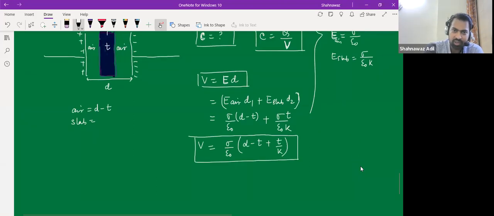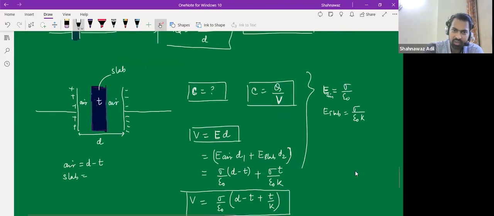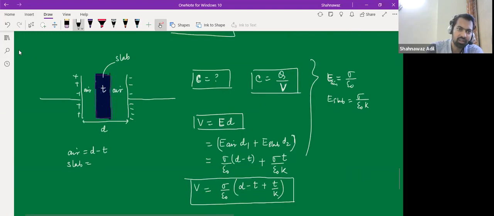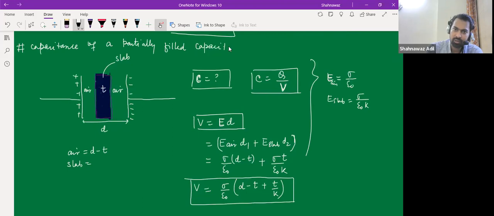This would be the heading you should write: capacitance of partially filled capacitor, partially filled with dielectric slab.